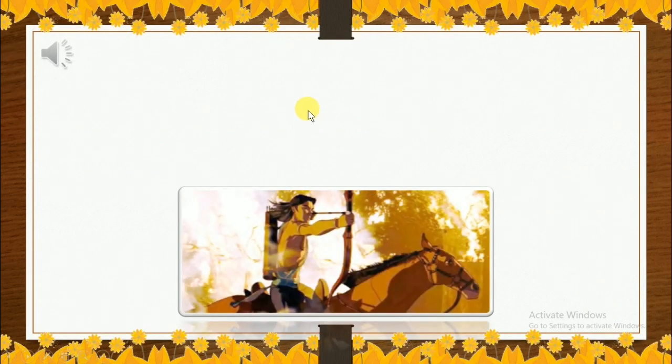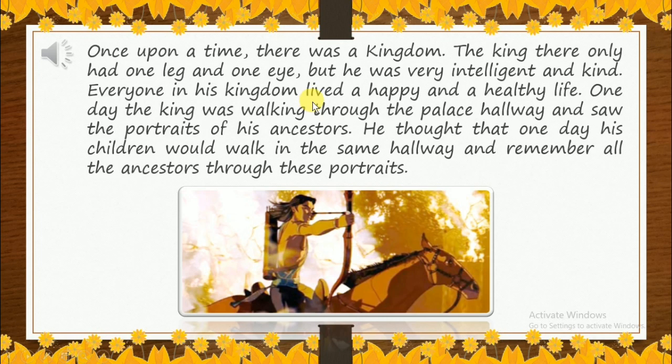Okay, so listen to a story. Once upon a time, there was a kingdom. The king there only had 1 leg and 1 eye, but he was very intelligent and kind. Everyone in his kingdom lived a happy and healthy life. One day, the king was walking through the palace hallway and saw the portrait of his ancestor. He thought that one day his children would walk in the same hallway and remember all the ancestors through these portraits.